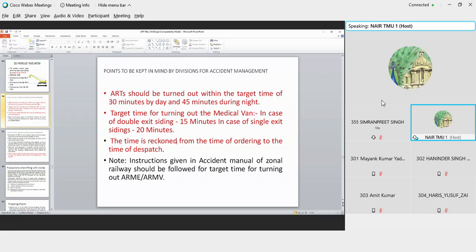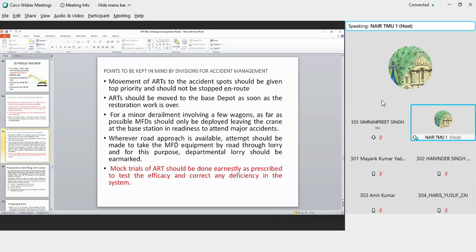So as soon as the hooter is sounded, the medical van or the ART will get dispatched. And this is one of the aspects when you do the accident inquiry. You also try to establish whether the ART has moved within the stipulated time or not. Now, the ART has to be given highest priority when it is moving towards the accident spot.